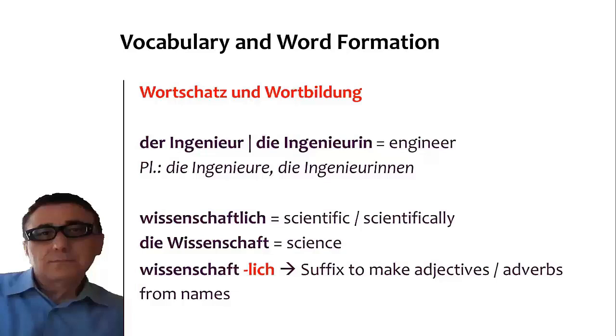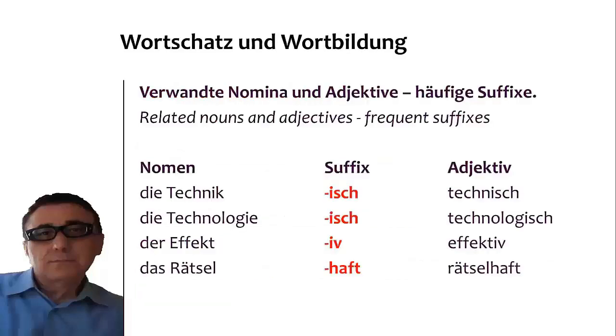Whether it's an adjective or adverb depends on the context, but the point is how suffixes are used to make adjectives from names. So let's have a closer look at the frequently used suffixes to make adjectives from nouns. Die Technik, technisch. Die Technologie, technologisch. Der Effekt, effektiv. Das Rätsel, rätselhaft.